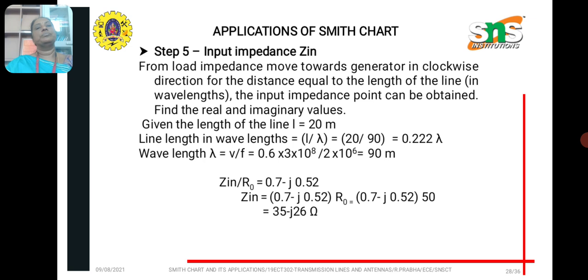So step 5, for getting the input impedance, the length value is obtained in terms of lambda by dividing L by lambda, which is 0.22 lambda. From the load impedance we have to go towards the generator, that is the clockwise direction. By the distance 0.22 lambda, we get the input impedance. It is 35 minus j26 ohms.